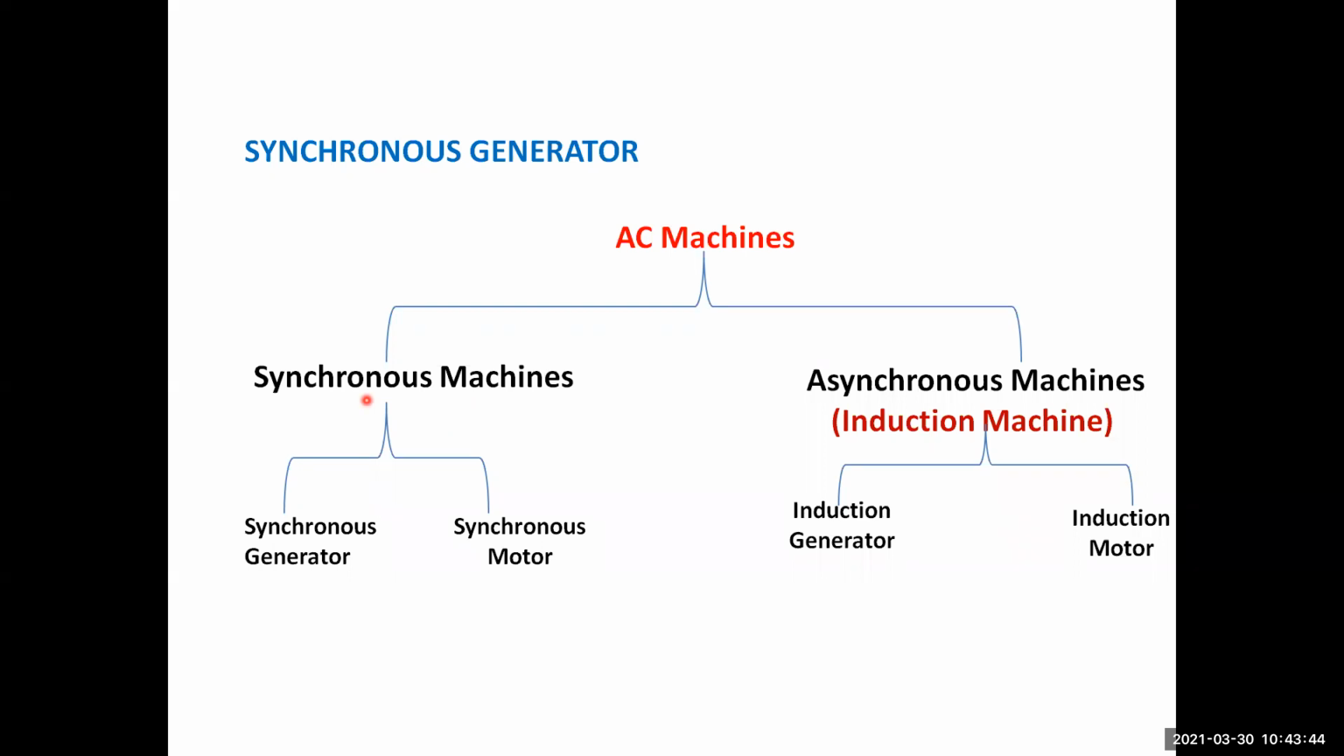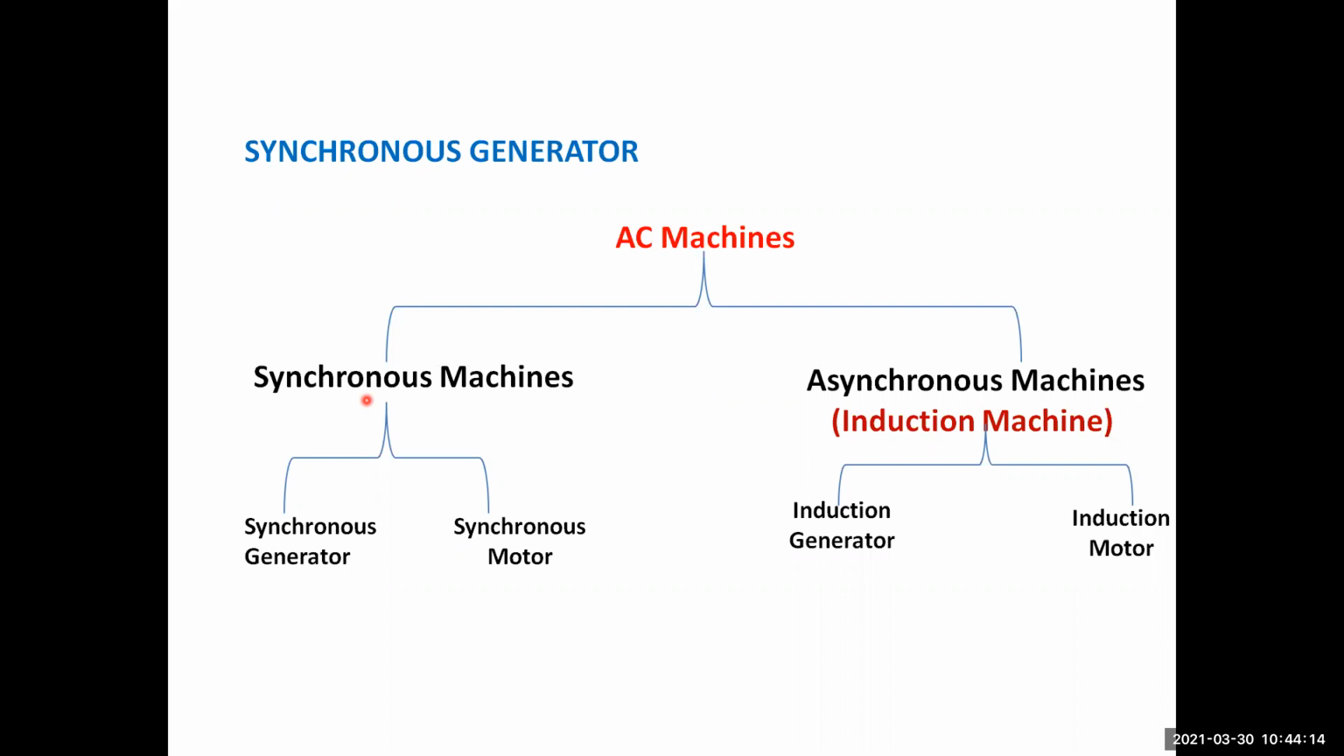In a synchronous machine, the stator is excited with AC supply and the rotor is excited with DC supply. Remember, this is very, very important. That's why it is called a doubly excited machine. Understand? A transformer is a single excited machine. The induction machine is also single excited. The DC machine is also single excited.